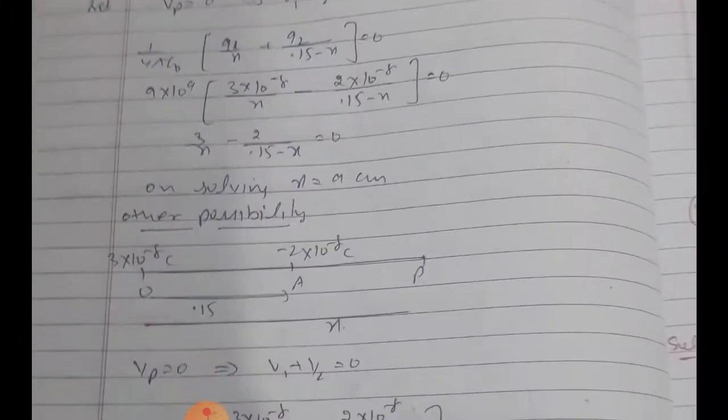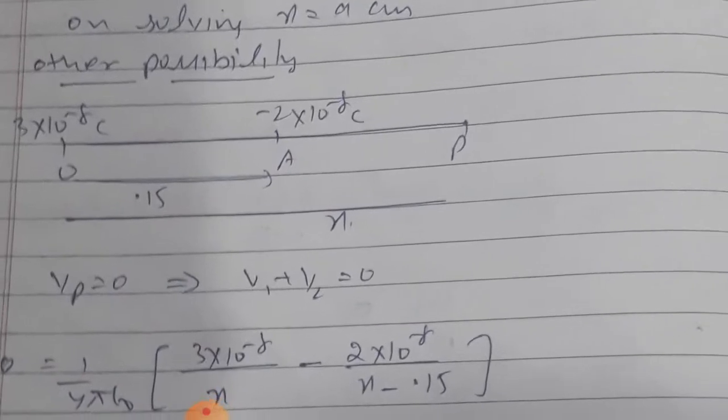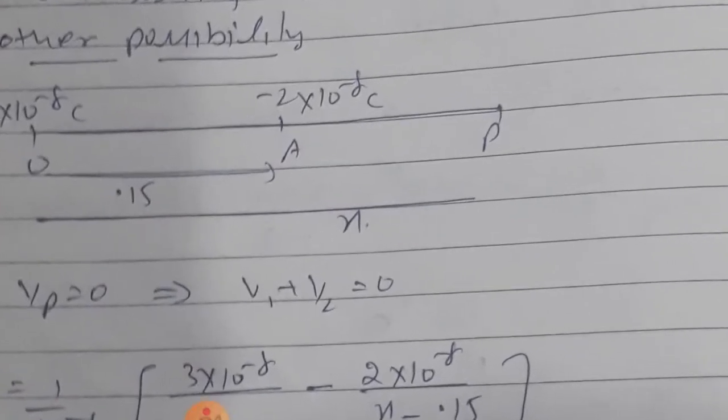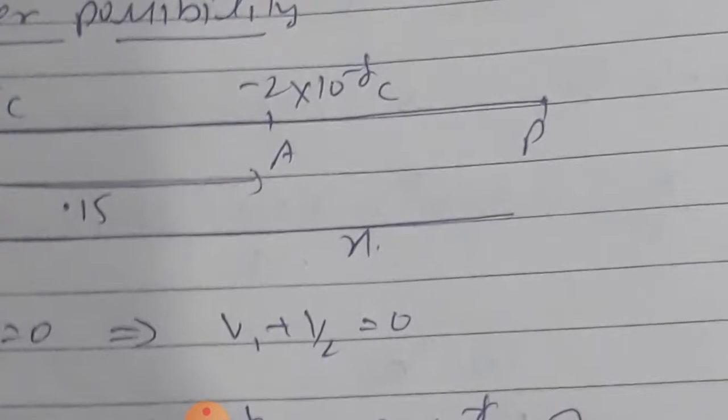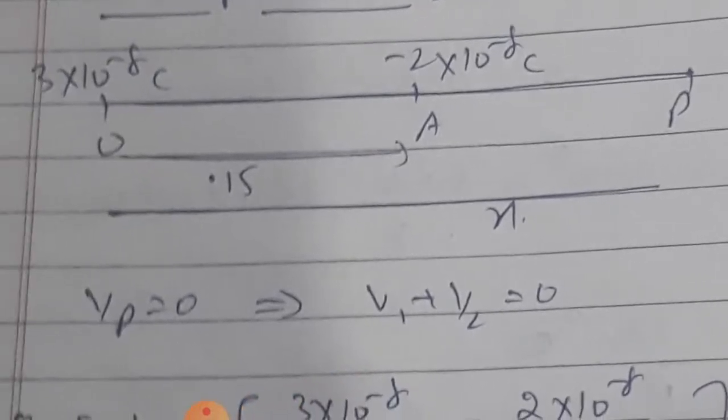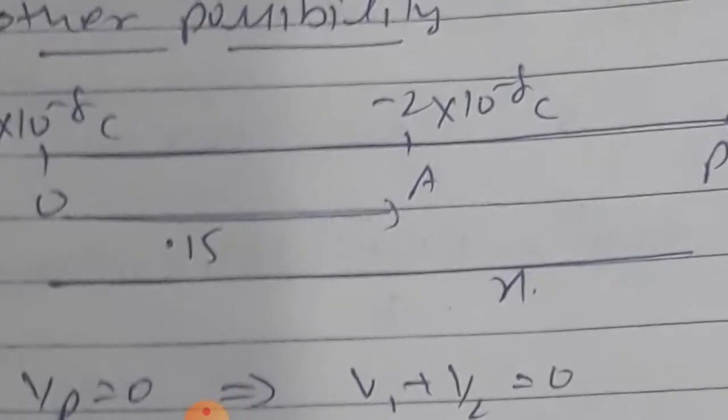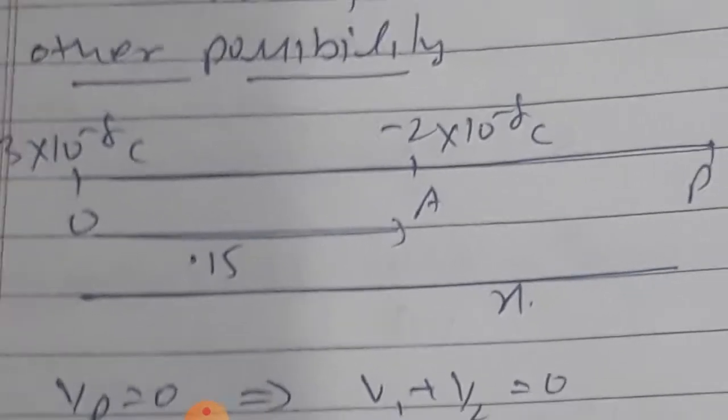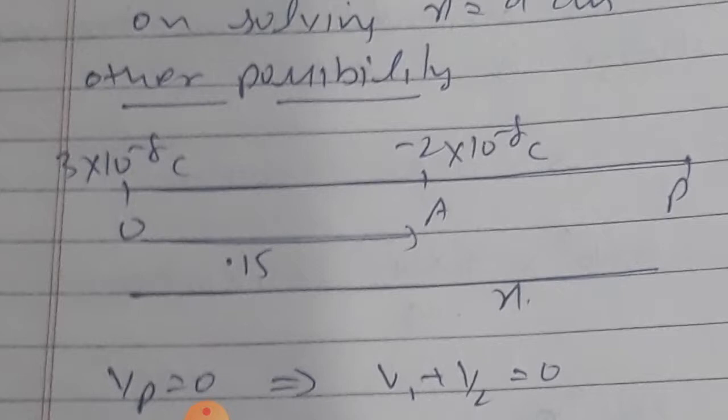We will solve this numerical for one other possibility, that the potential may be 0 at a point P in such a way that it lies to the right of both points, point O and point A. In the last case, the possibility we took was point P lying in between O and A, but here we are taking point P to the right of both O and A, in such a way that point P is at a distance x from O, and in the same way the distance of point P from A will be x minus 0.15.